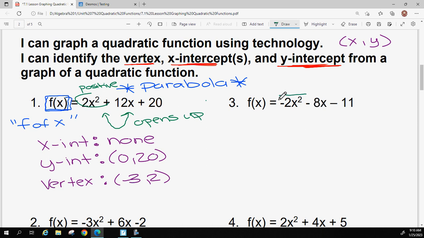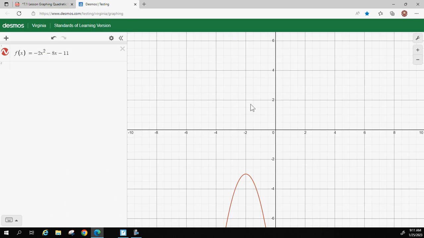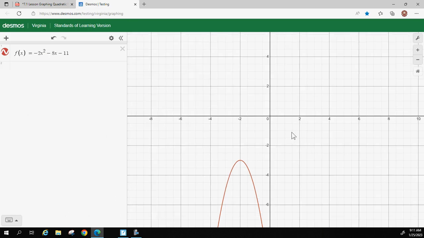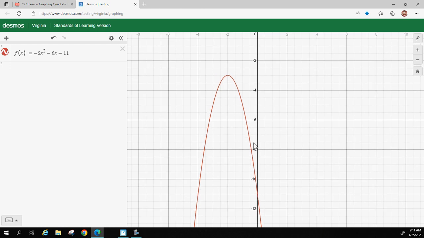And when we have a negative coefficient on our x squared term, our parabola is going to open down. And we'll talk more about that in our next lesson, but it's good to notice these things now. And so let's go find the x-intercept, the y-intercept, and the vertex. And unfortunately, I have chosen a couple problems here that have no x-intercept. This does not cross the x-axis, so we will have no x-intercept again.